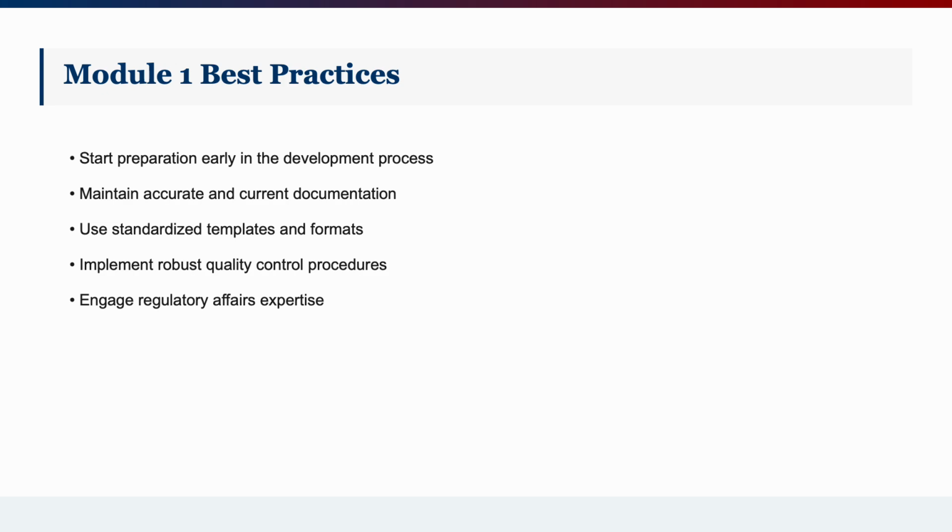Second, maintain accurate documentation. Module 1 documents need to be current and accurate. Contact information changes. Investigators may change. Manufacturing sites may be added. Build systems to keep these documents up to date throughout your development program.